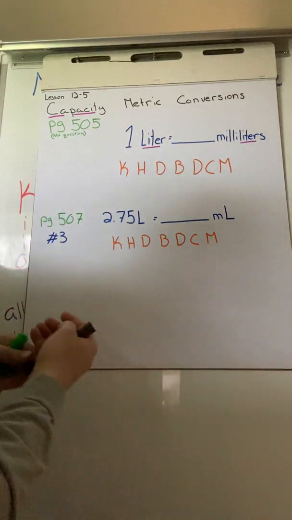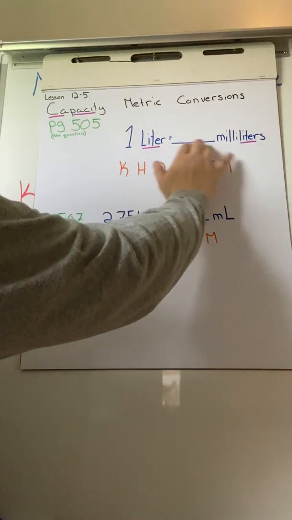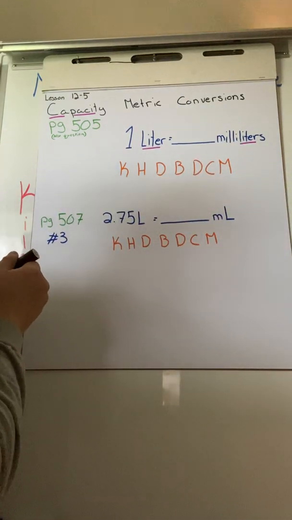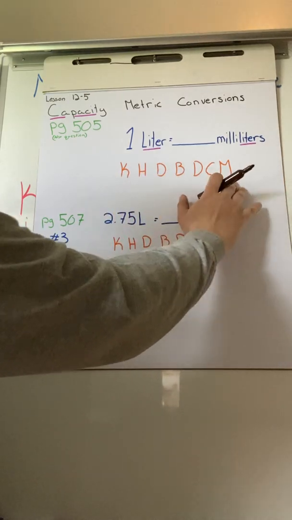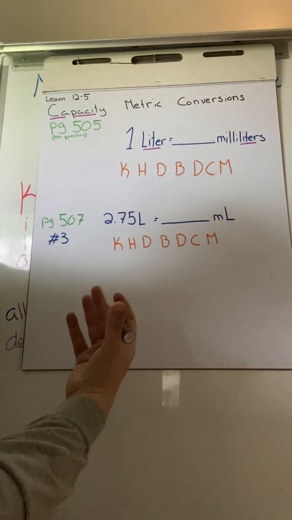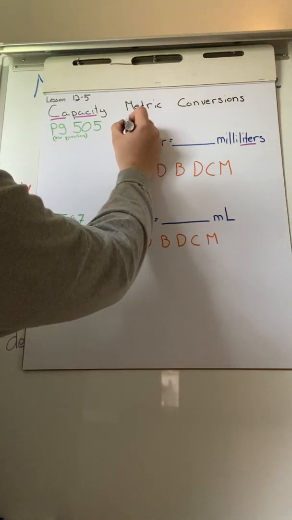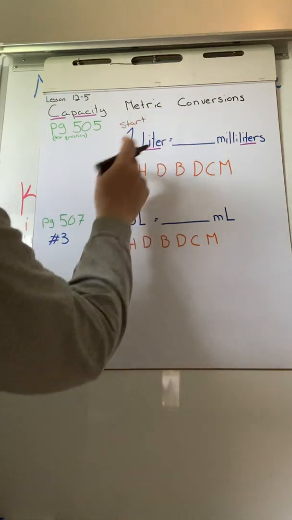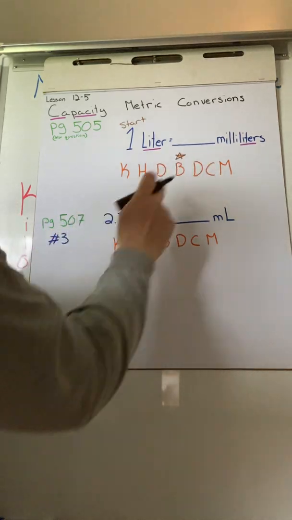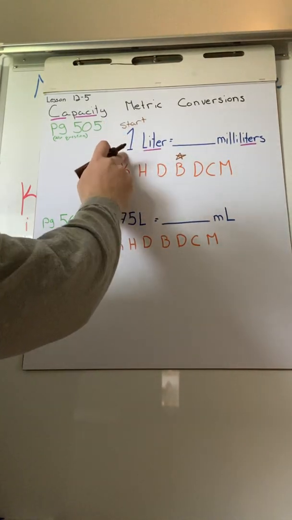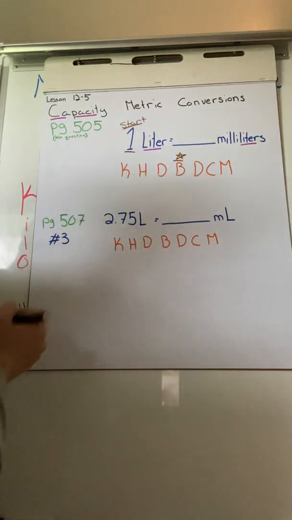So when we start, the problem gives us something. For example, 1 liter equals blank milliliters. When I say start, that means when I'm looking at my acronym for King Henry died by drinking chocolate milk, where am I going to start? What number am I starting with? Well, they give us this number 1. So my start is going to be 1 liter. That's where I have to start, so my star goes at base, at 1 liter, because that's the number they give us.